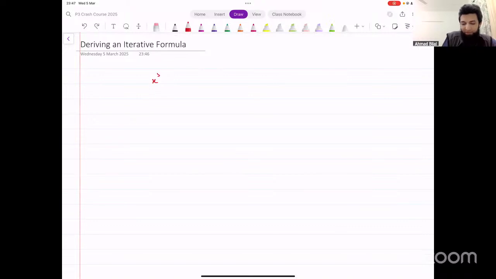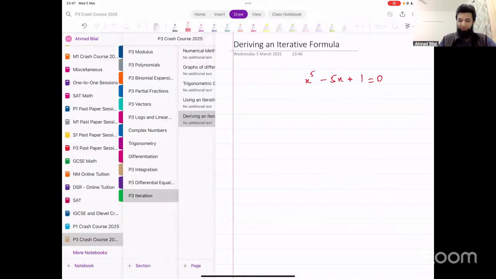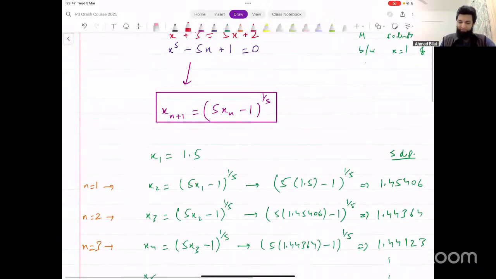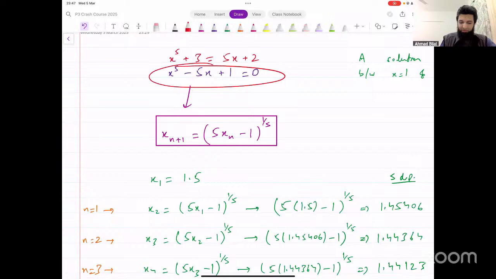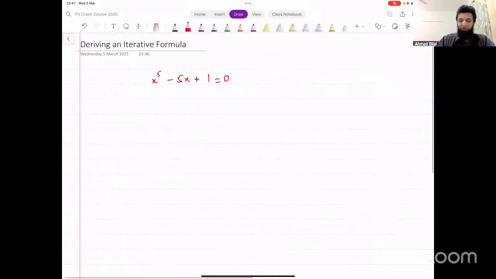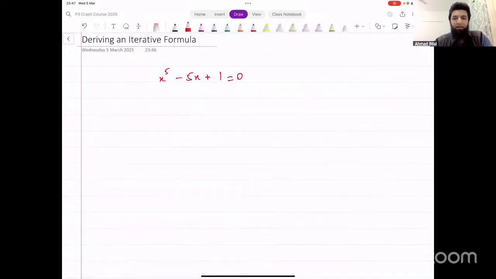So we have this equation, x raised to power 5 minus 5x plus 1 equal to 0, right? That was the equation that we had there. X raised to power 5 minus 5x plus 1 equal to 0. This was the equation. If you want to figure out yourself an iterative formula from this, how do you do that?